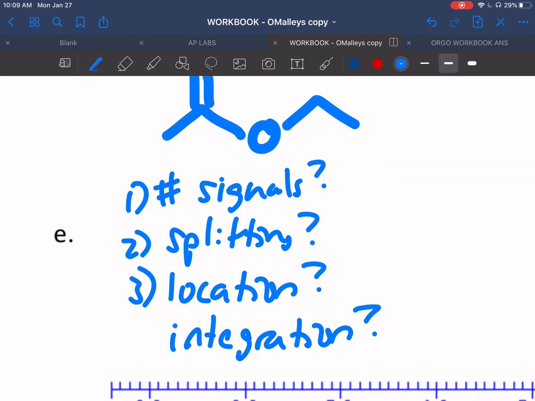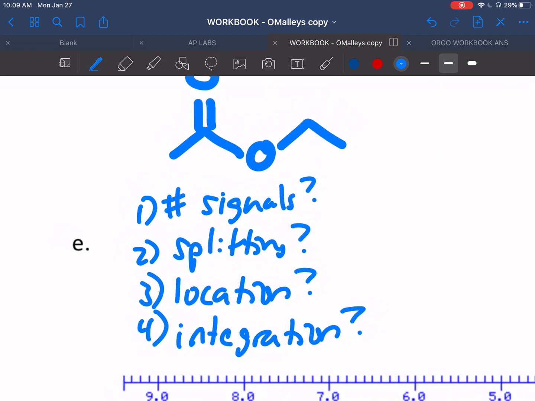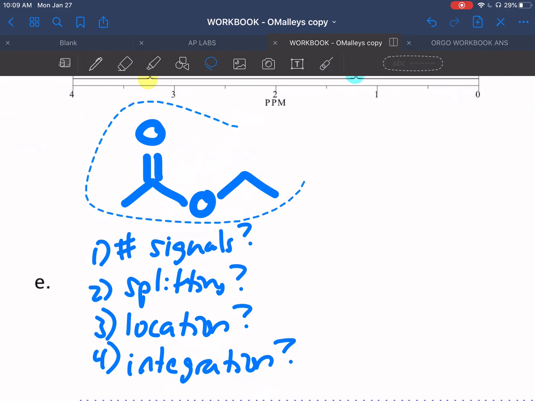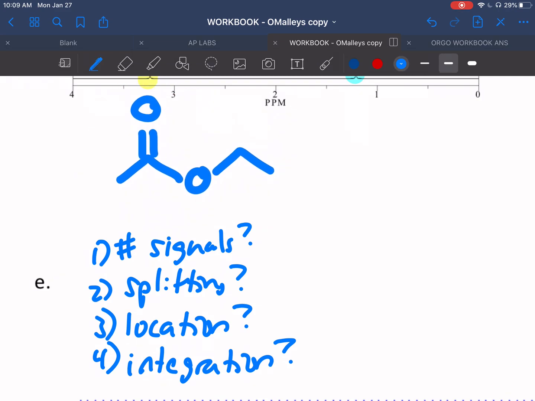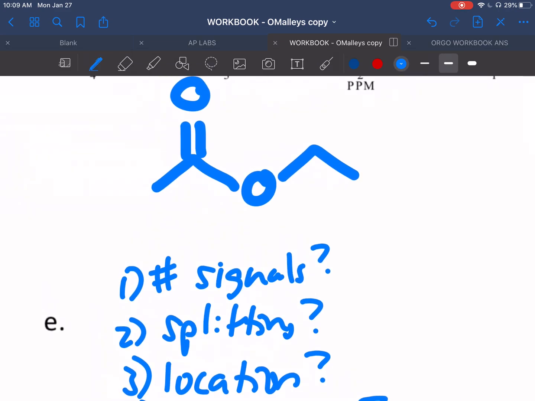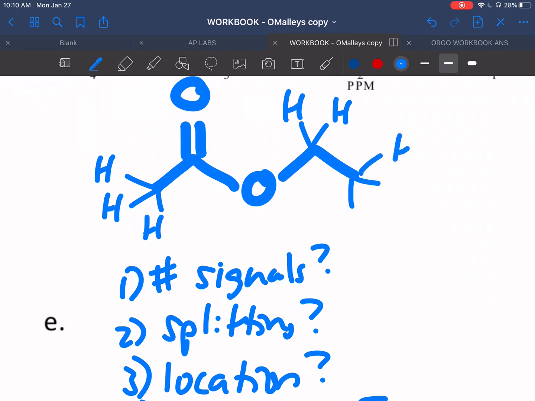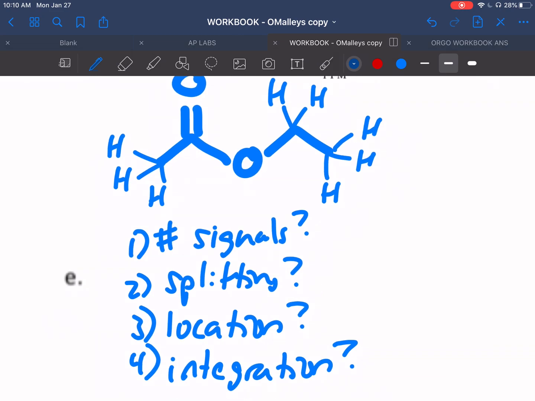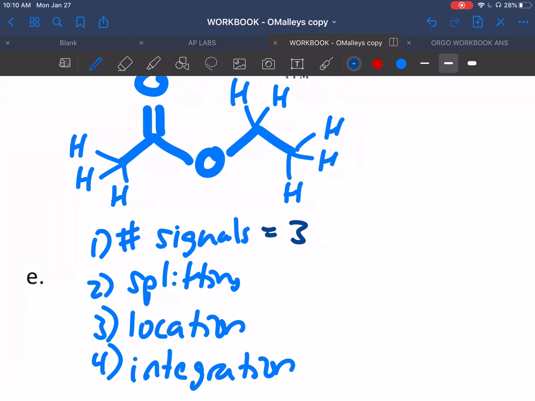And we should be able to predict all of those now that we've done enough practice with this, given a particular structure. Let's start by actually drawing out all the hydrogens just to see them. There's 3 to the left of that carbonyl. There's 2 on the carbon directly attached to the oxygen, and 3 more all the way on the end. So the number of signals, just answer these questions, we can start to answer them a little bit. The number of signals should be 3, because there's 3 different types of hydrogens.